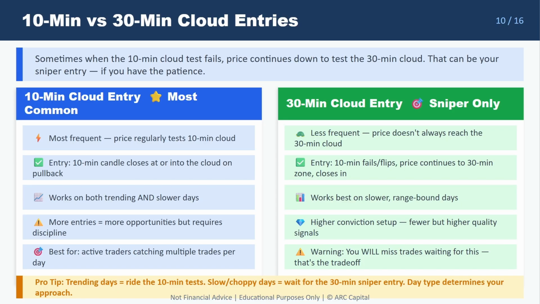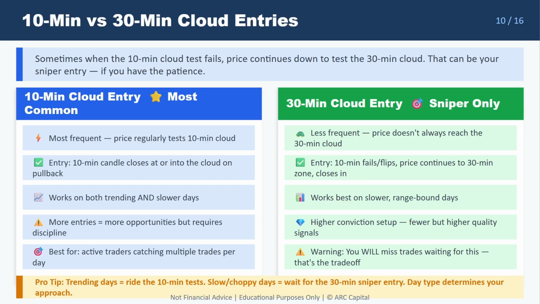And every market condition is different too, right? Some market conditions will be perfect for the 10-minute test, and some market conditions will be perfect for that 30-minute patient test. It's up to you every day to really distinguish what day it is and how aggressive to approach your trading. And that's a whole other class that we're going to do.